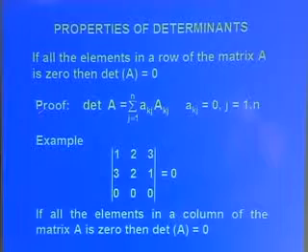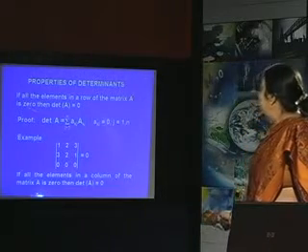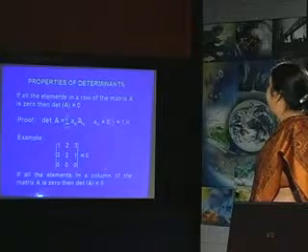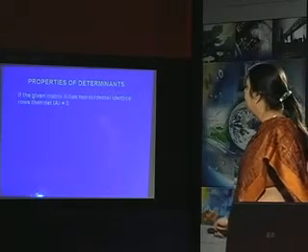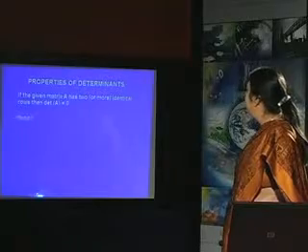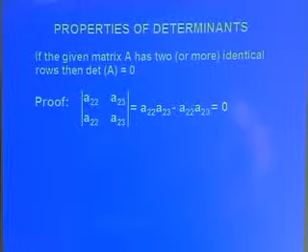Now this proof I have given when the row of a matrix has all 0 elements, but it may happen that a column of a matrix has all 0 elements. The proof will be on the same lines, and the result will be that if all the elements in a column of a matrix A is 0, then determinant A is 0. Now the next property says that if the given matrix A has 2 or more identical rows, then still the determinant A will be 0.